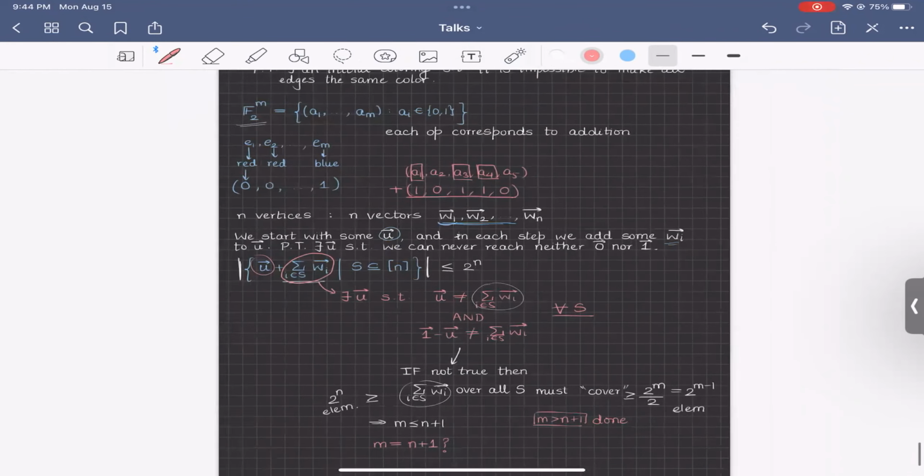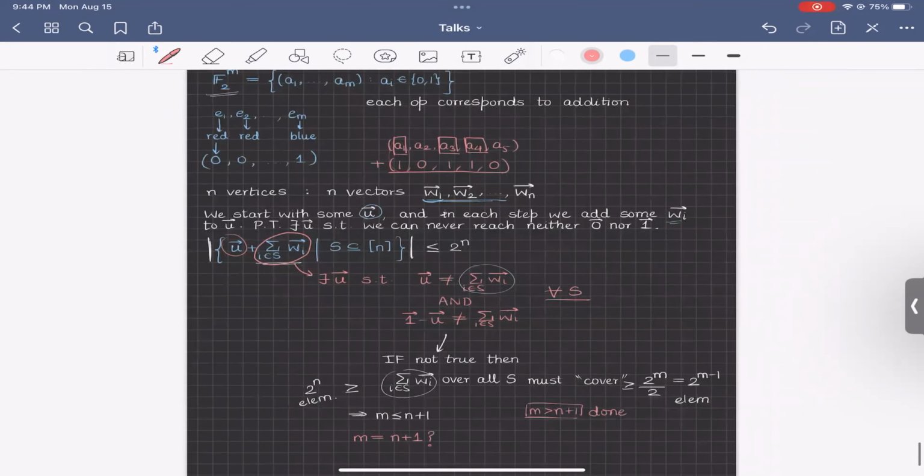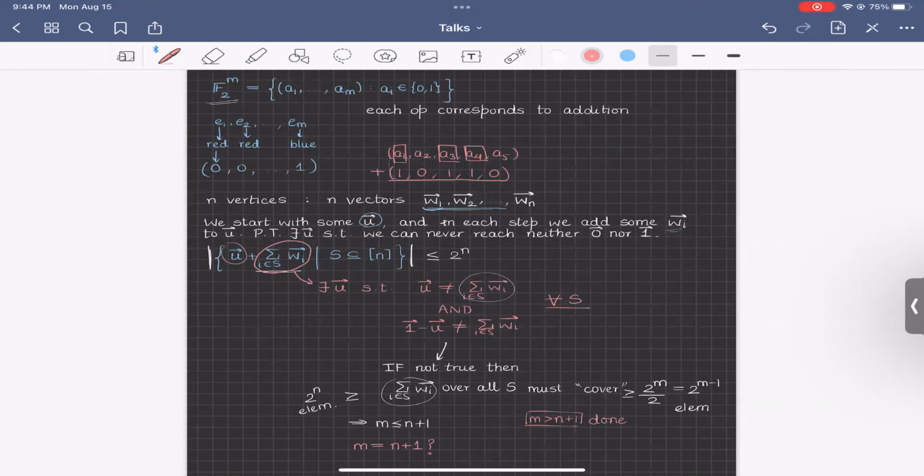You can assume the graph is connected, then delete all leaves. I mean, I guess, yeah, sure. Okay, let's assume the graph is connected. And if we delete all leaves, then this means that the graph is just 2 cycles connected.